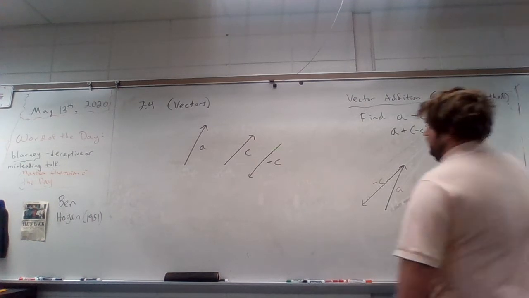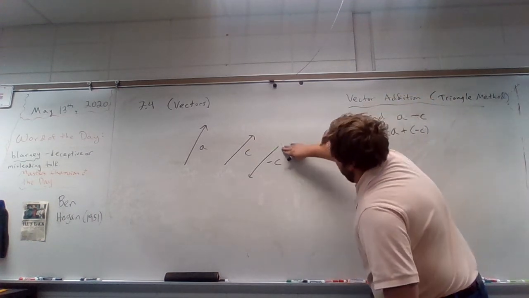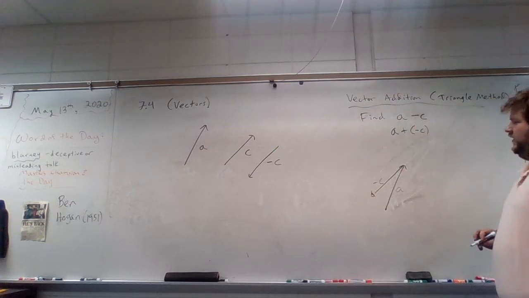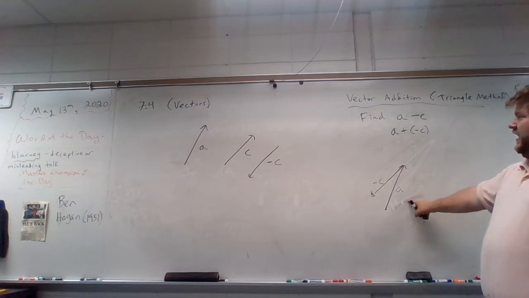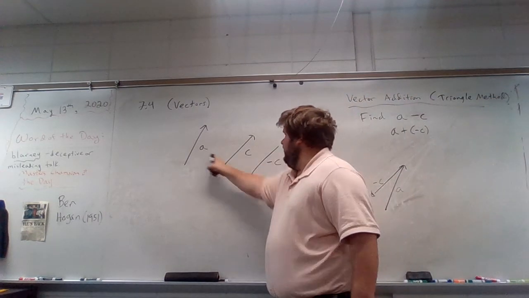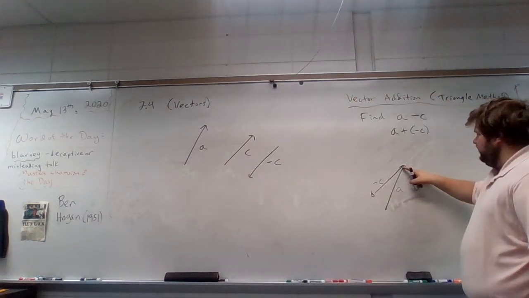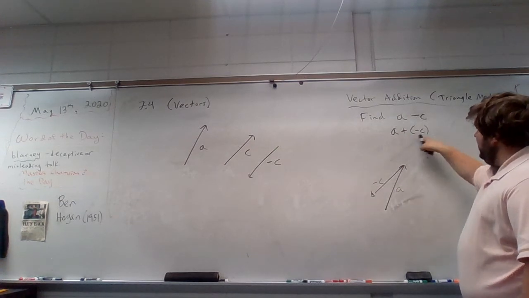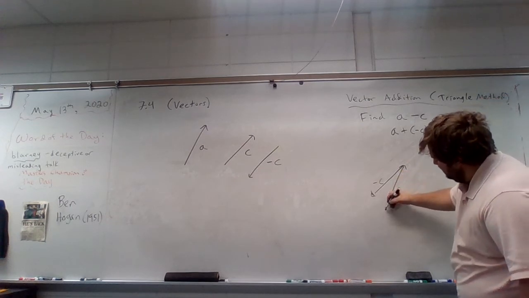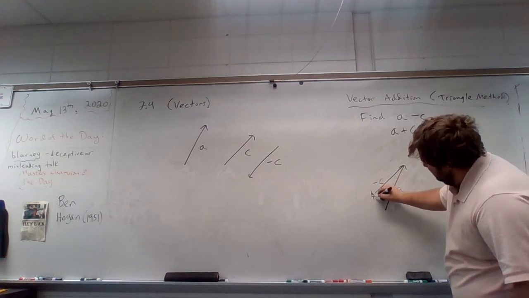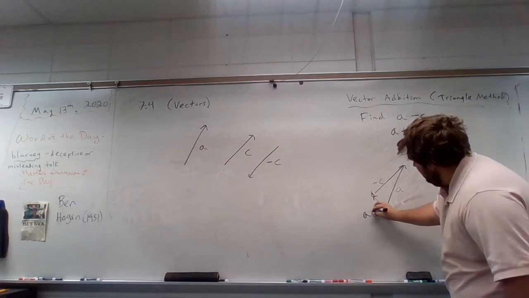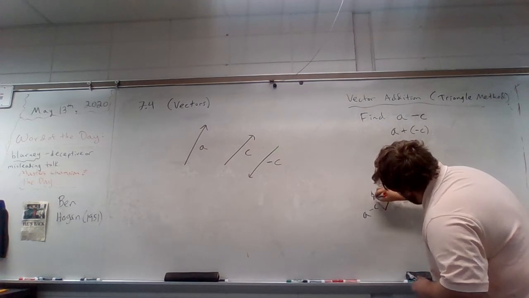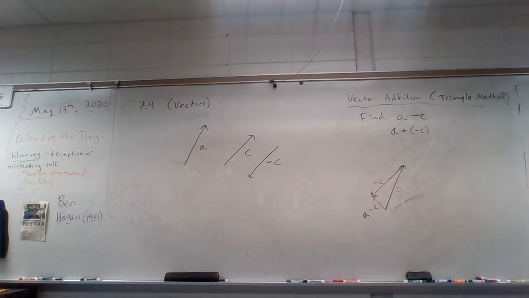And maybe I drew that a little bit too long here. So I have something like that. Now, I've got my A. I hope you see that from A, I put my minus C on the terminal point of A. And then what's my result? Well, the result goes from the initial point of A to the terminal point of my minus C vector. So it's going to look something like this. So this is A minus C. That vector here is A minus C.